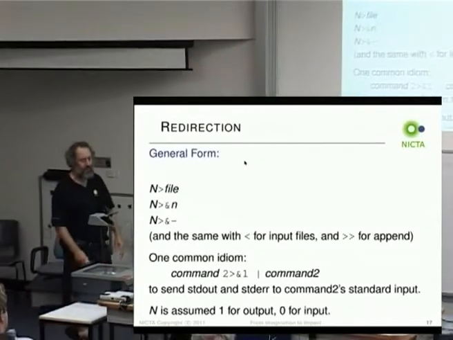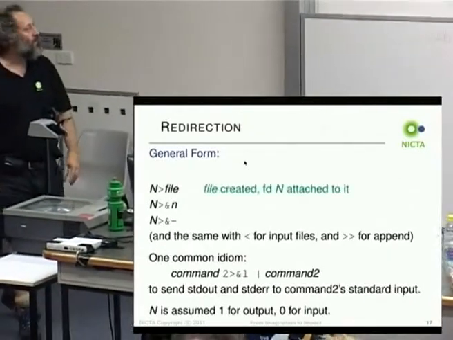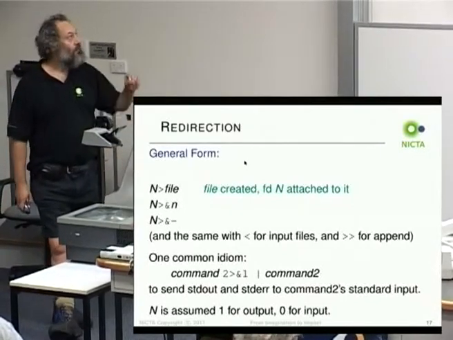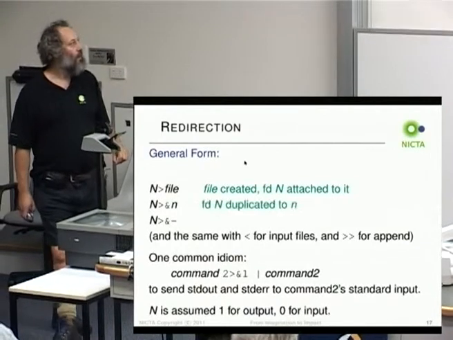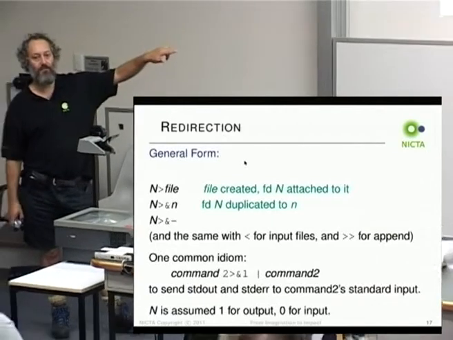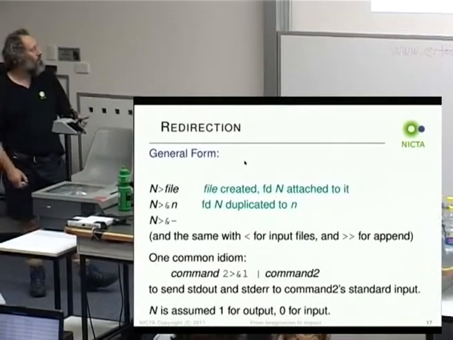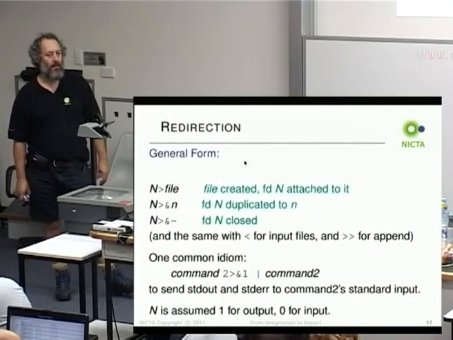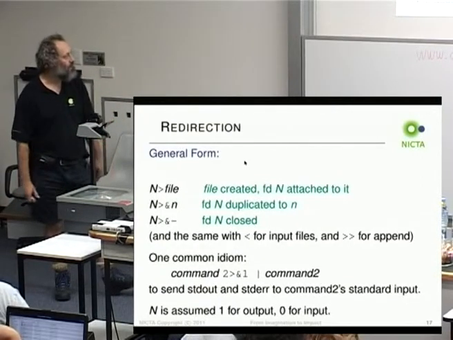The general form, and I'm only showing this for output, for input just put the arrow the other way, is n> file, which creates the file and attaches file descriptor n onto it, where n is a small number. If you leave n off, then file descriptor 1 is assumed. n>&m duplicates it. Again, if you leave off n, it'll be assumed to be 1. And n>&- closes the file descriptor. That's sometimes useful to prevent file descriptors leaking into some environment which you want to be semi-secure.